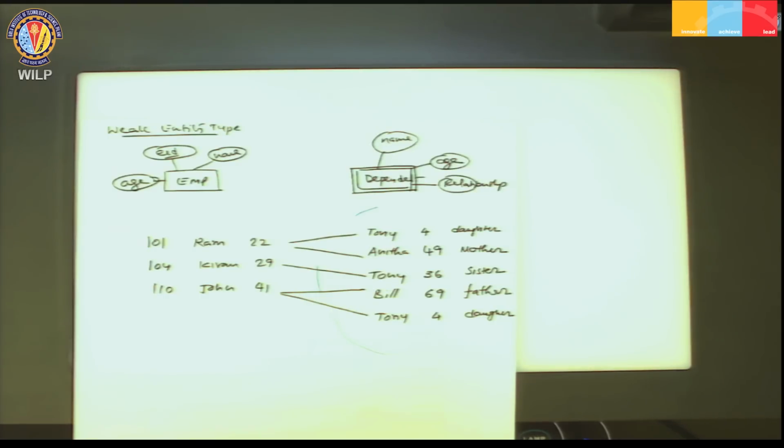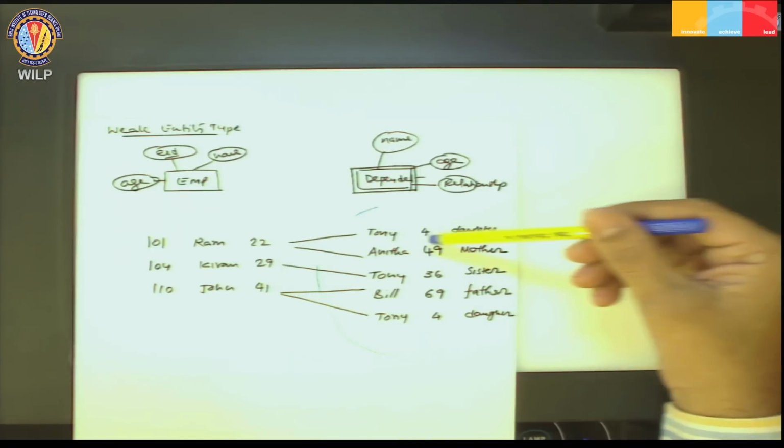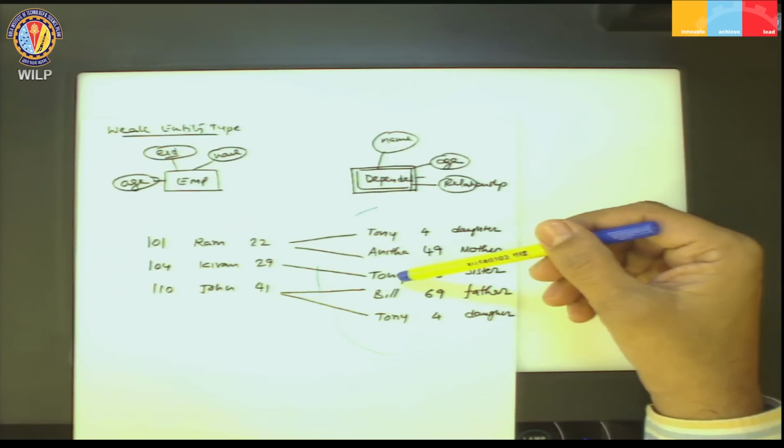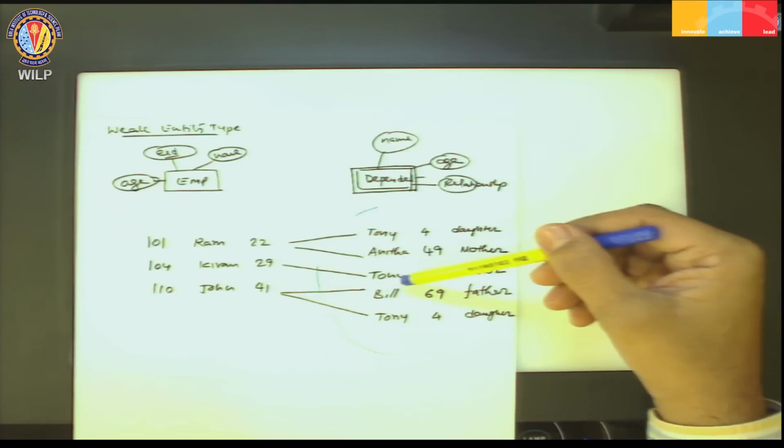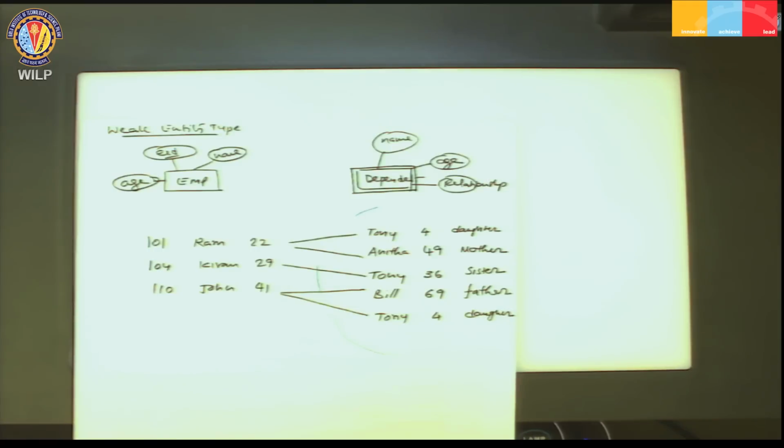Not possible, because more than one dependent in the set may have the same name, like Tony here who is 4 years old, and then one more dependent of Kiran who has the same name, Tony. So name cannot be a primary key. Then how about making age the primary key? That is not meaningful, because multiple persons can have the same age.